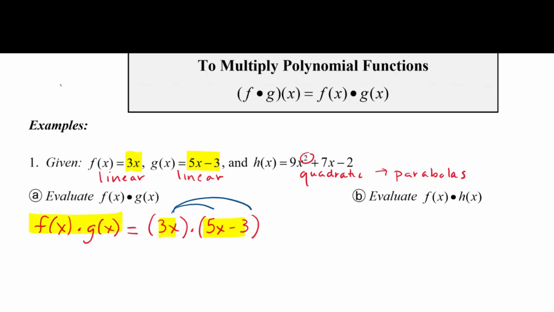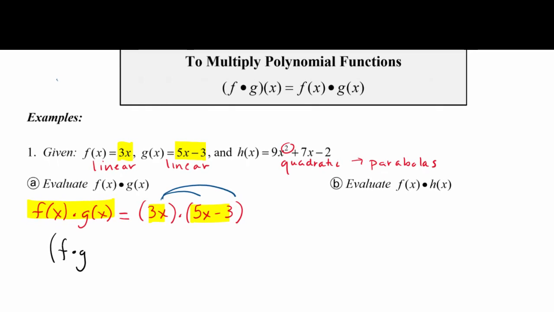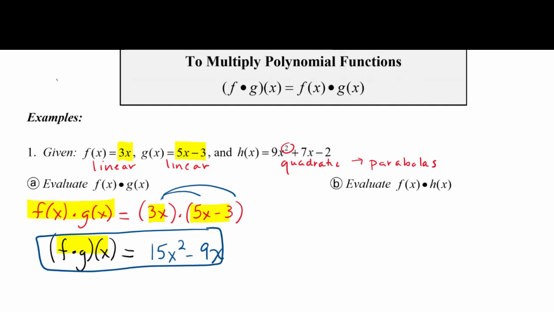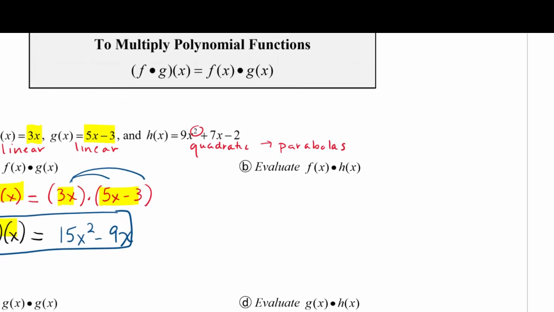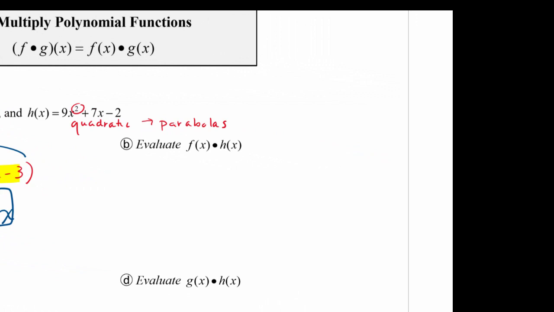This notation on the left, there's another way that you will see this. It means the same thing. You may see it as f times g of x. These two mean the same thing. F of x times g of x, or f times g of x. And that's function notation for this new product function, polynomial function, which is given by 15x squared minus 9x. So there's my new product function, and it is quadratic, so we multiplied together two linear functions to get a quadratic function. In B, we're creating a new function, but this time we're multiplying function f with function h.